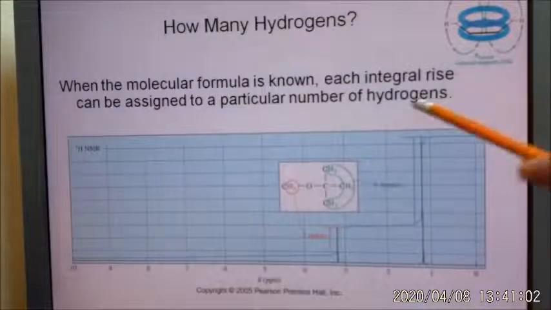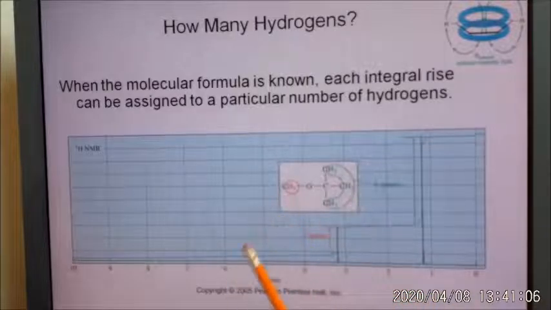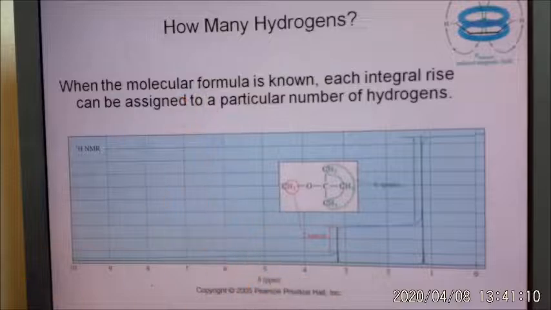So when you know your molecular formula, then you'll know that you have 9 protons and 3 protons. Right now you only know the ratio. Where do you get the molecular formula? Remember we were talking about mass spec? That's going to help us because we'll know our molecular ion mass, and so we can start figuring it out from there.